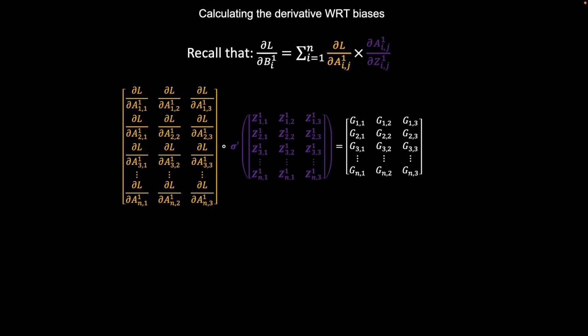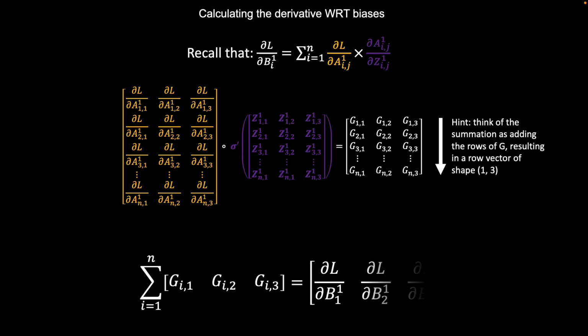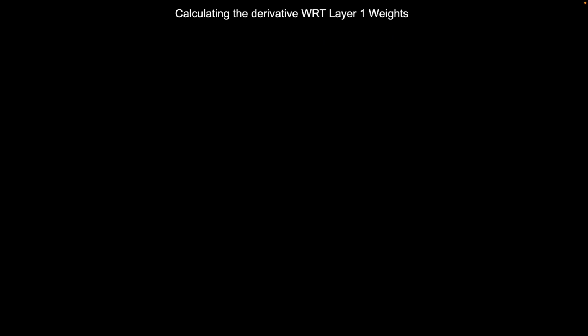This results in a gradient matrix of shape n by 3. We can take the sum over all the rows of G and get that the derivative of the loss with respect to b1 is a row vector of length 3. Now we can calculate the derivative with respect to the layer 1 weights.